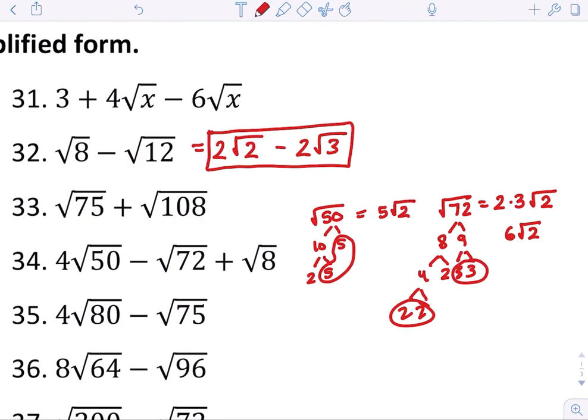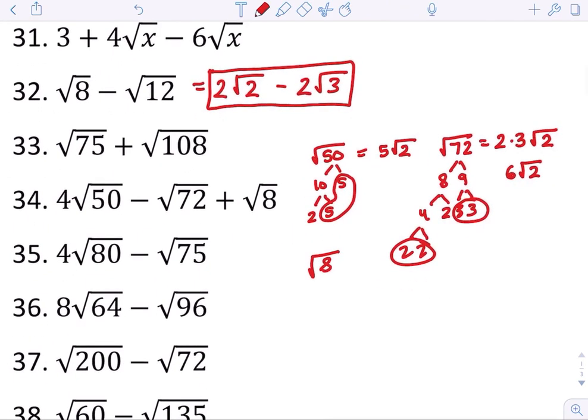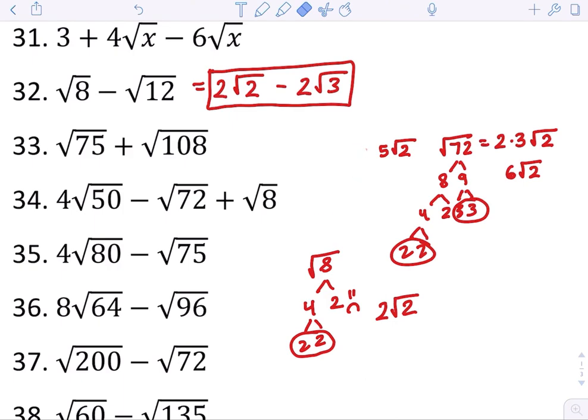And radical 8. So radical 8, we're going to get 4, 2, and 2, 2. Still looking for pairs, so we found a pair right there. So the pair of 2's get to come on the outside. Square root, and this is the leftover, so 2. So let's bring this all back together. So we got 5 radical 2.